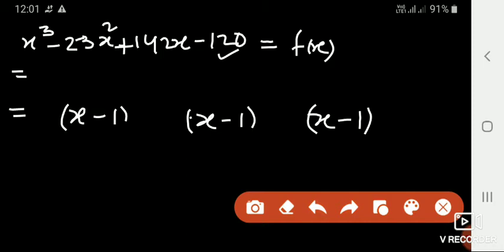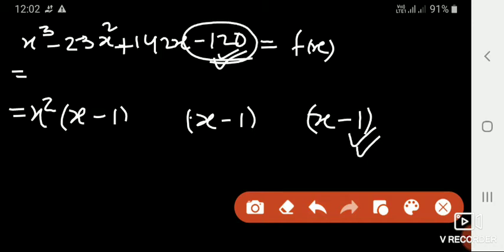Now I have written x square. Now think about the last term, 120. What will you take common from the last term so that in place of minus 120 you will get minus 1? Yes, you are going to take 120 as a common.